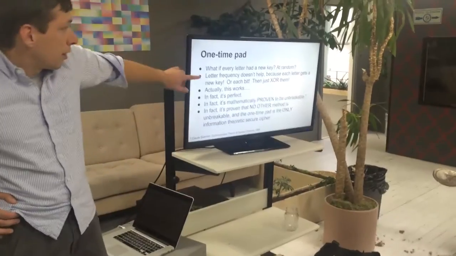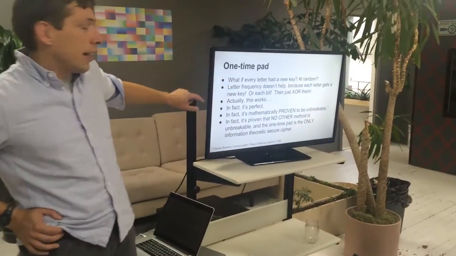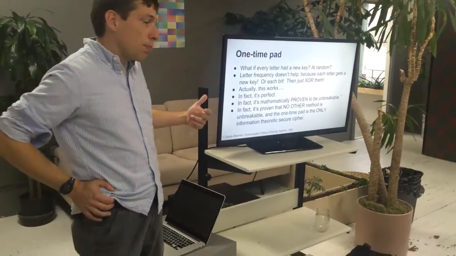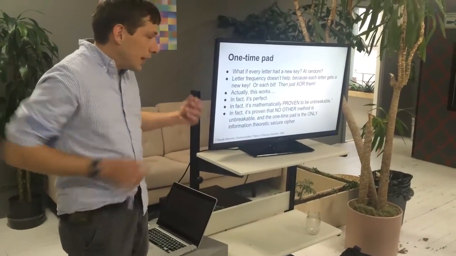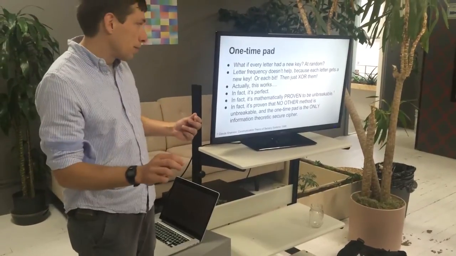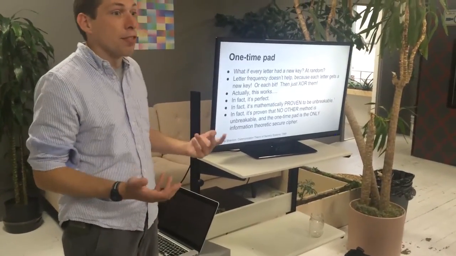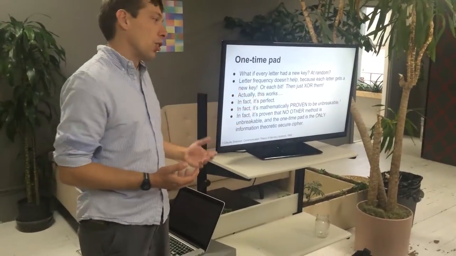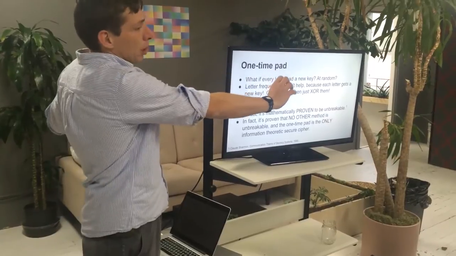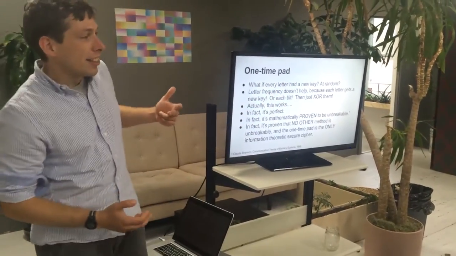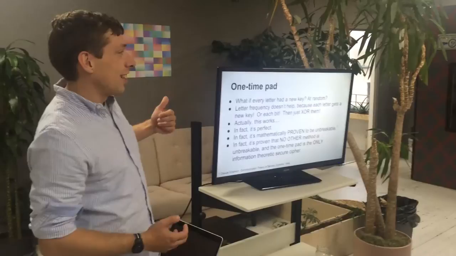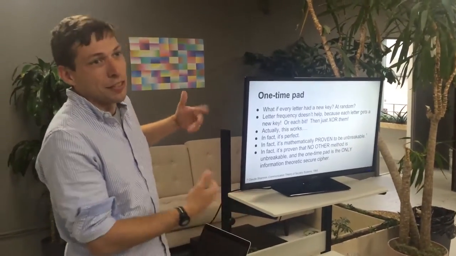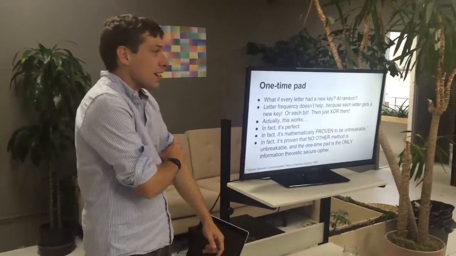Okay, so how about this? What if every single letter had its own new key, a number to shift by? Then you can't figure it out by letter frequency, because each letter is getting shifted by an arbitrary amount. And you can even do that for digital data by having each bit, and you just XOR them. So you have a giant stream of ones. XOR? XOR is if it's the same, you get a 0. If it's different, you get a 1. Exclusive OR. Yeah.